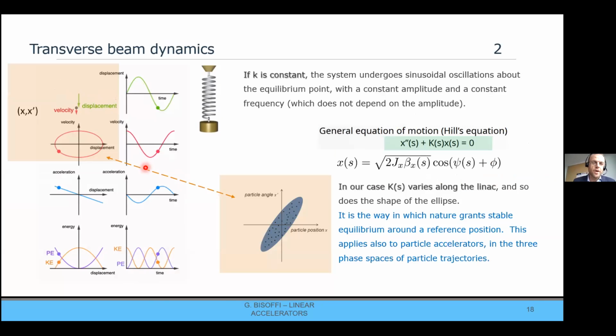And if you go a little bit farther with the spring, you see that if you depict the displacement of the spring versus the velocity of the same displacement, the weight is following an elliptical path in this graph, which is actually the phase space. So no surprise that particles behave along elliptical trajectories also in the accelerator. Indeed, I said that there is a difference. Ks, which is let's say the spring constant, is actually not a constant. It's changing along the LINAC, and so does the shape of the ellipse.